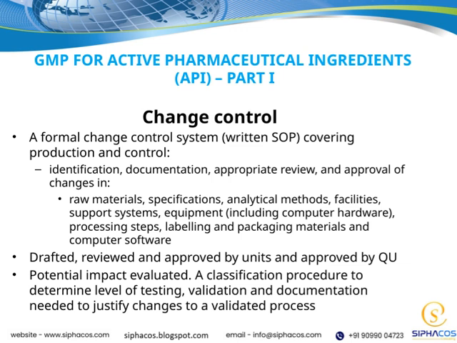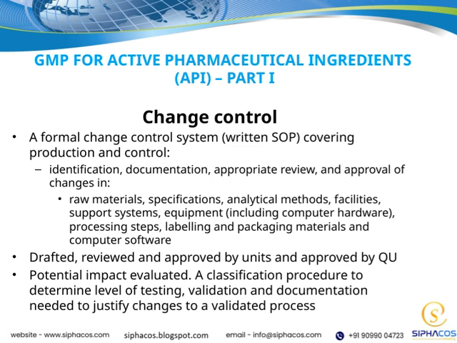identification, documentation, review, and approval of any changes that might impact the product. These changes can include a wide range of areas such as raw materials, specifications, analytical methods, facilities, support systems, equipment, including computer hardware, processing steps, as well as labeling, packaging materials, and computer software.